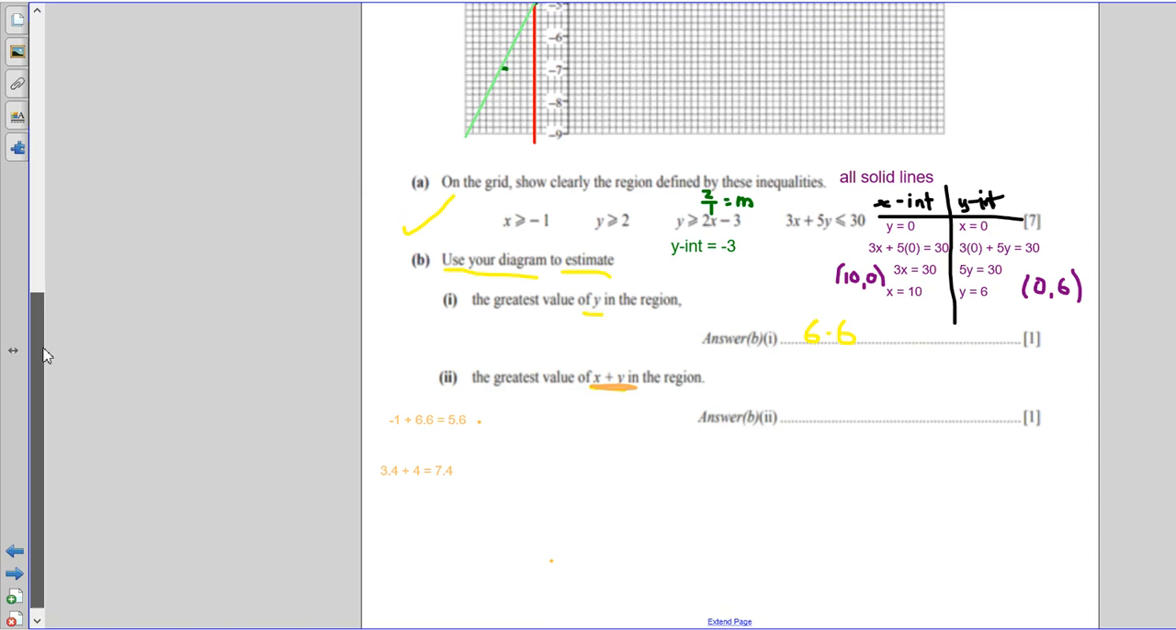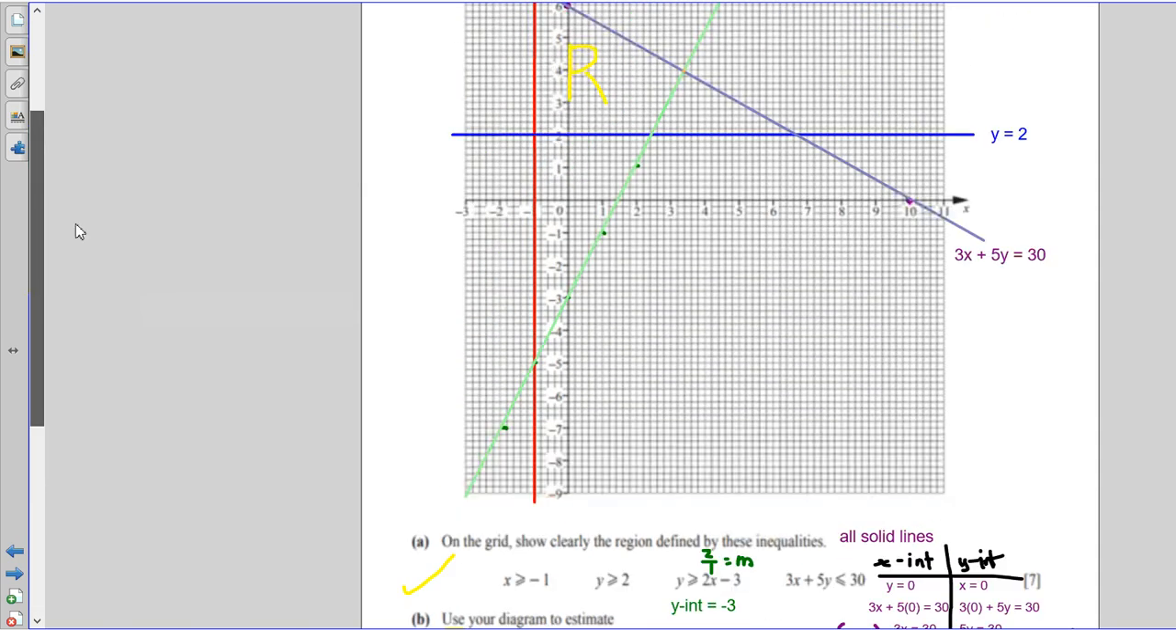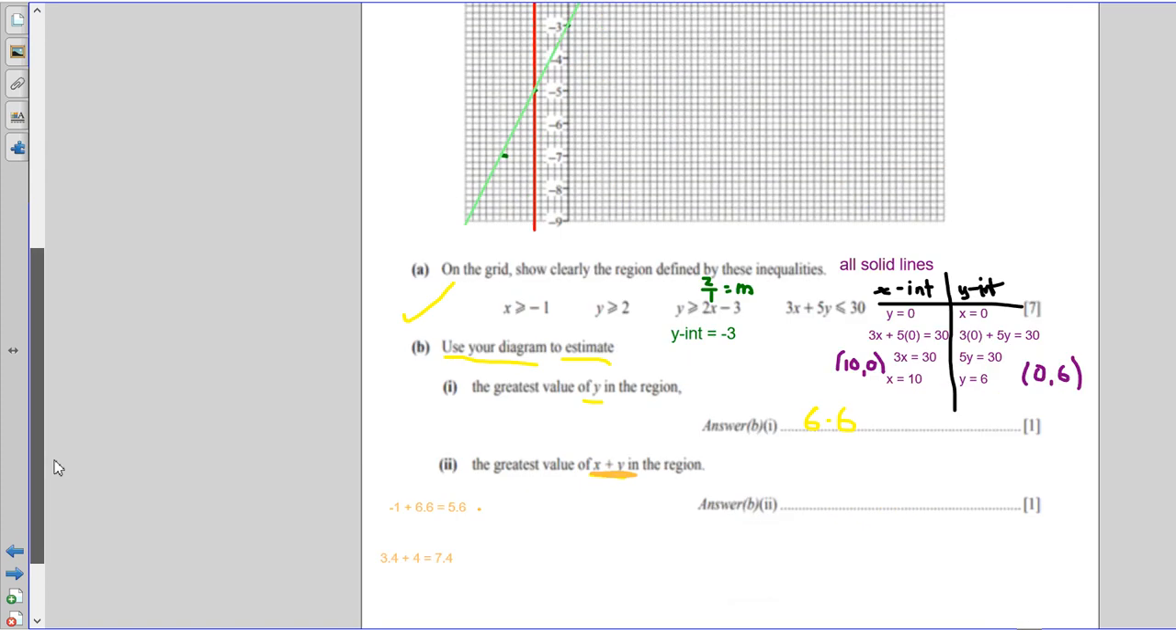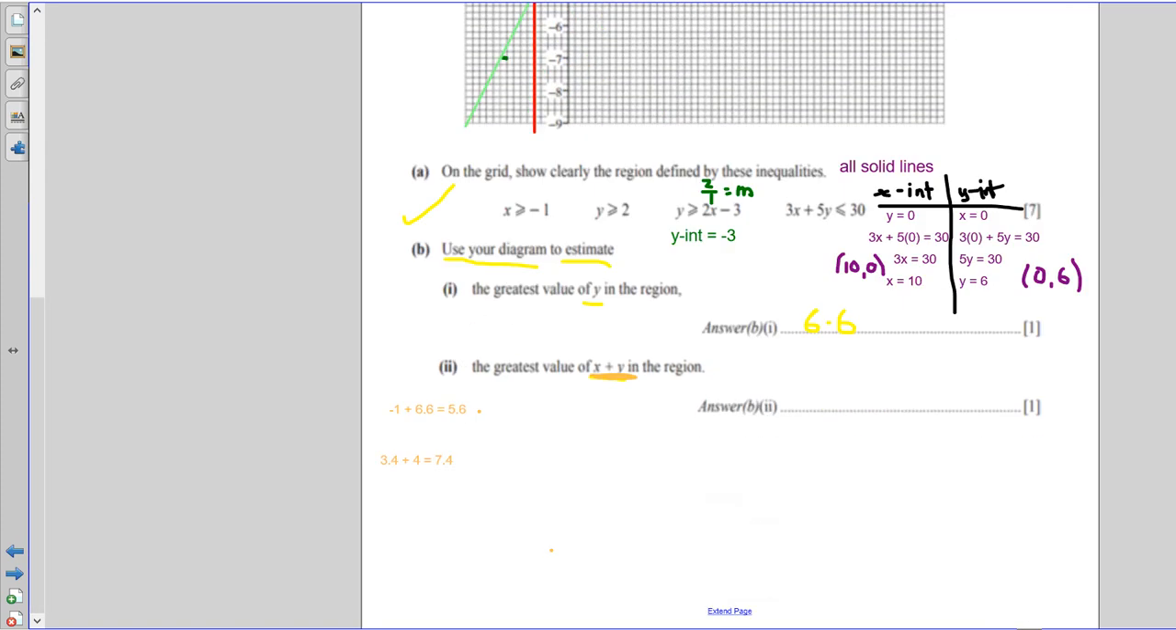Your vertices tend to be your corners. If you forget what vertices are, the corners of your region tend to be where you're going to get these kinds of extremes. Like a minimum value would be that point. So this seems to be the maximum. That one ended up being 5.6. This one ends up being 7.4. So the highest value of x plus y in this region, through a little bit of experiment and logic using the vertices, is going to end up being this one, 7.4. So let's write that in. 7.4. So a little tick here because it was that one.